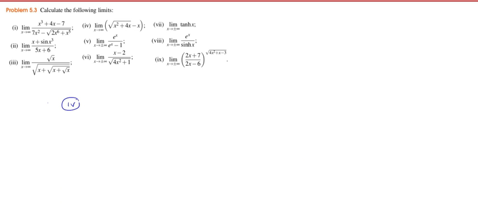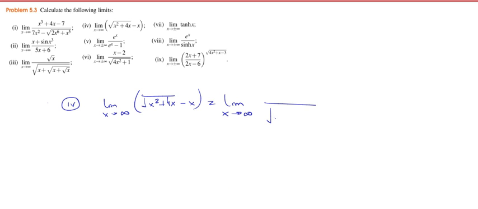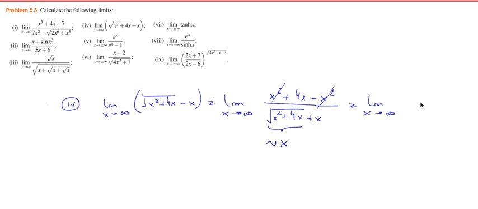4. The limit when x goes to infinity of the square root of x squared plus 4x minus x. Now we do, as we always do, multiply by the conjugate and divide. So we have the limit divided by the square root of x squared plus 4x plus x, and then we have x squared plus 4x minus x squared in the numerator. X squared and x squared cancel out, and then this is asymptotically equivalent to x, right? So then you have the limit when x goes to infinity of 4x divided by 2x, or in other words, 2. Okay?